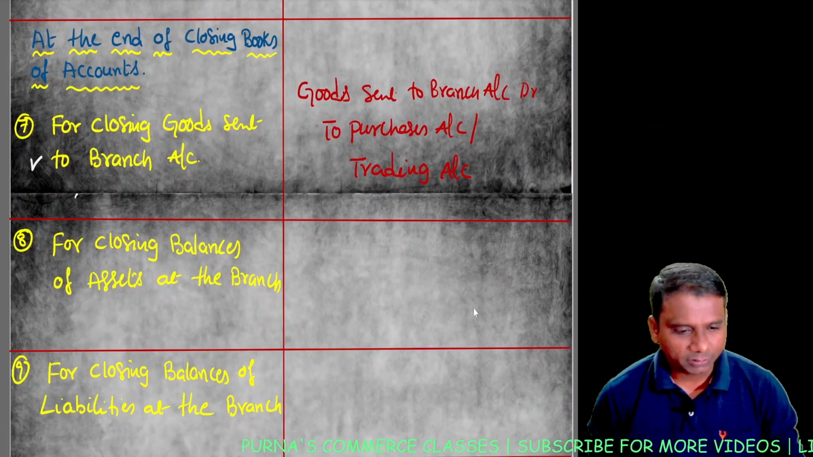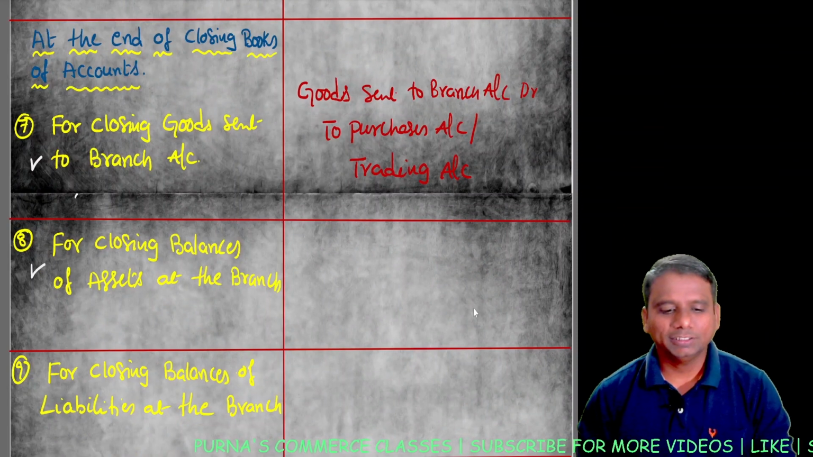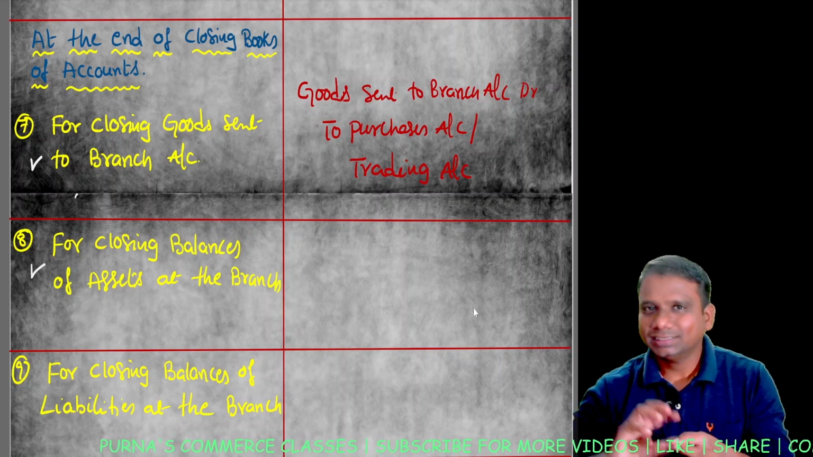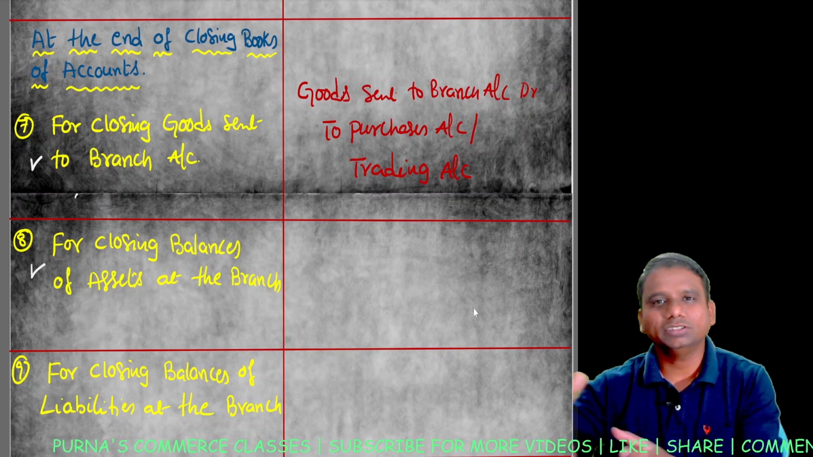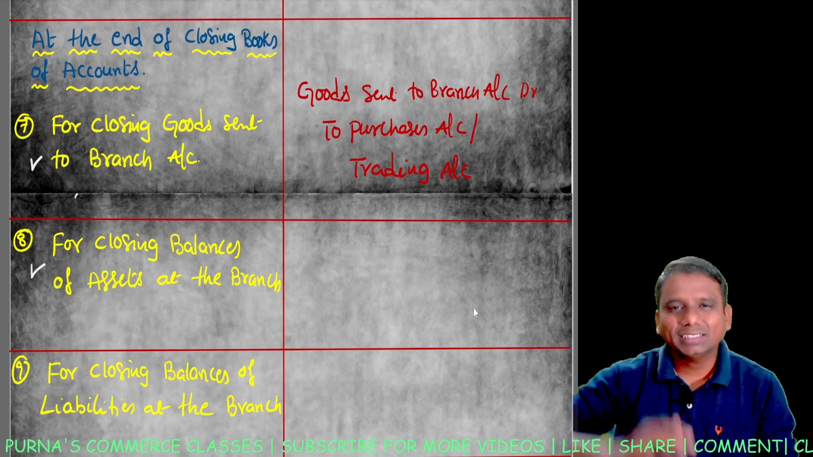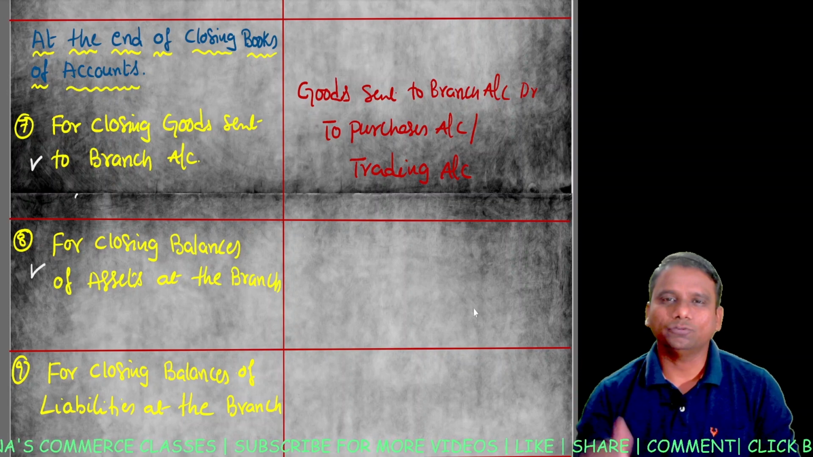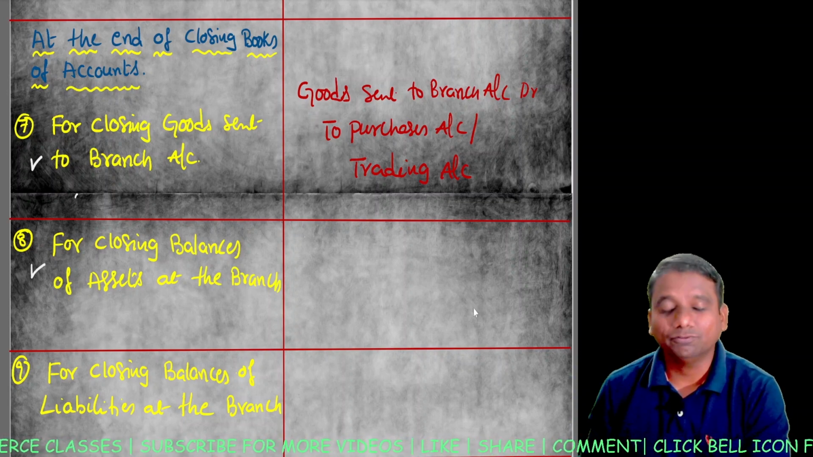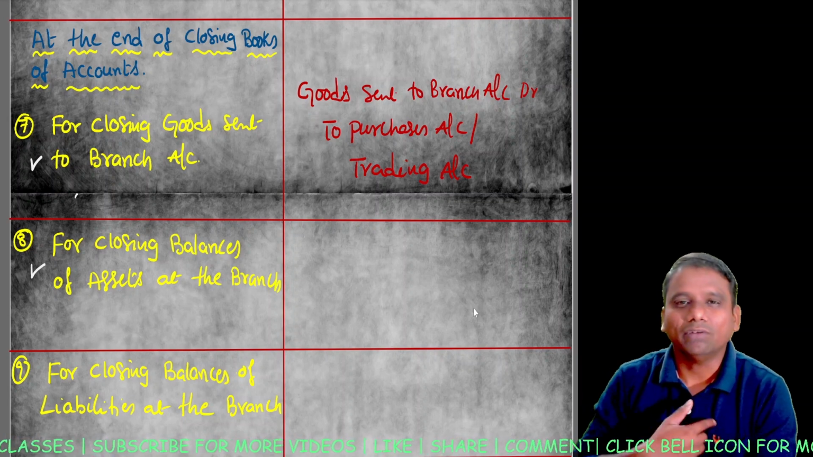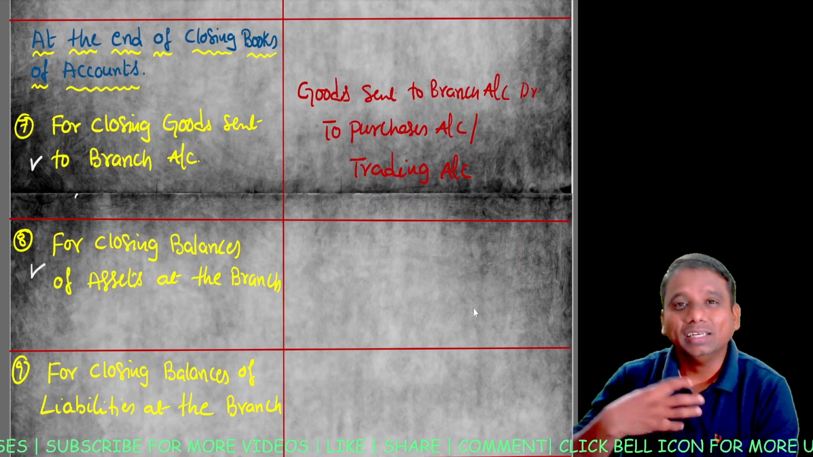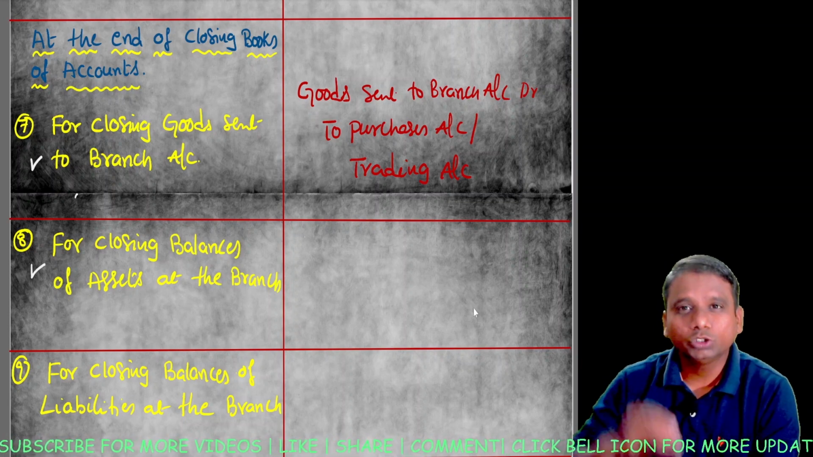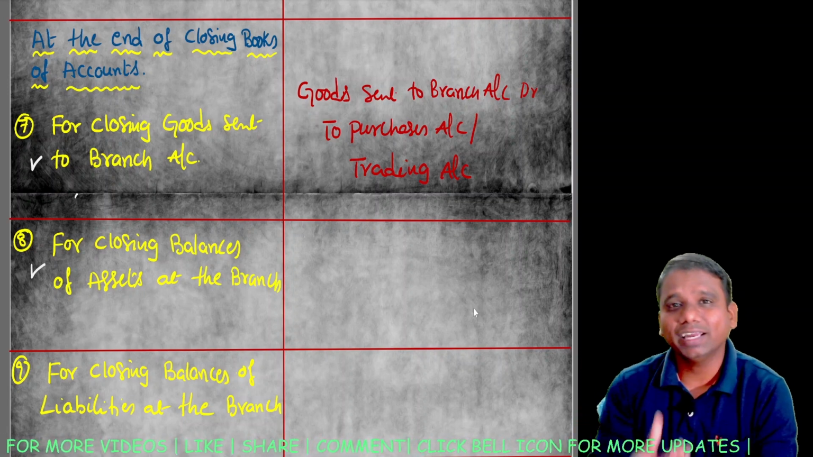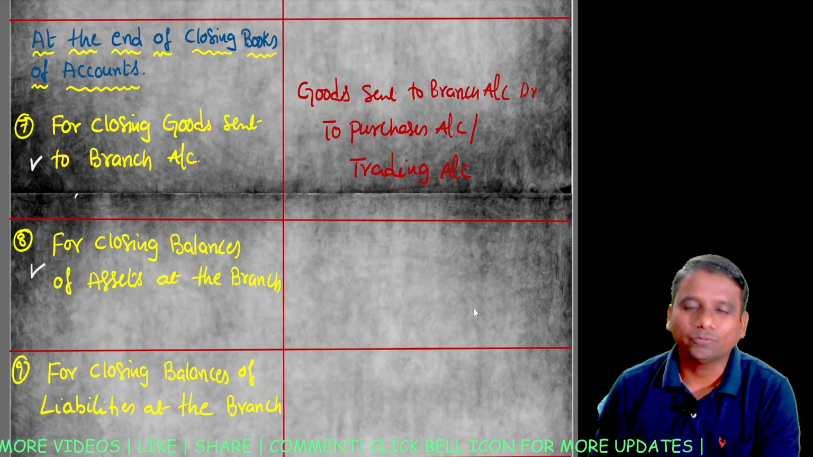Next transaction is for closing balances of assets at the branch. See, we have purchased assets for the purpose of establishing the branch. Now we have the assets in the premises of the branch, but who is the owner of those assets? Our head office. Yes or no? Now in our head office books, we should record the assets and their values in the premises of the branch.